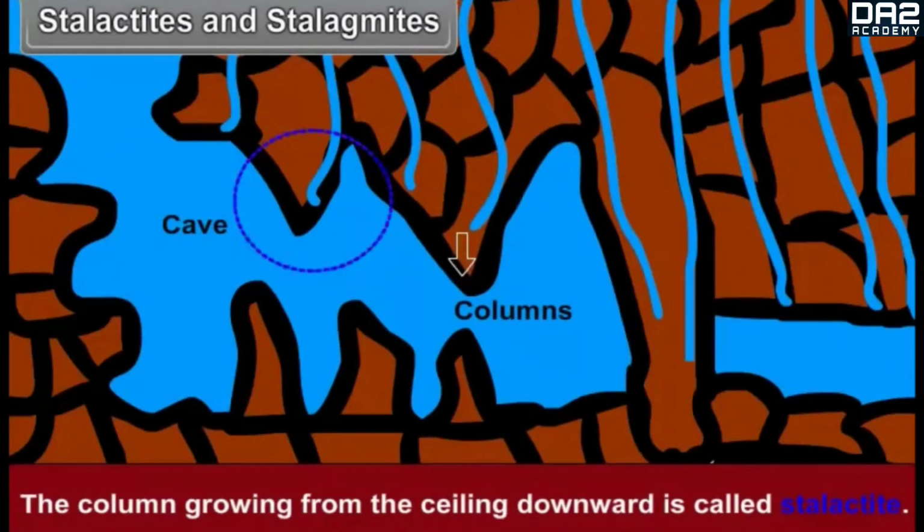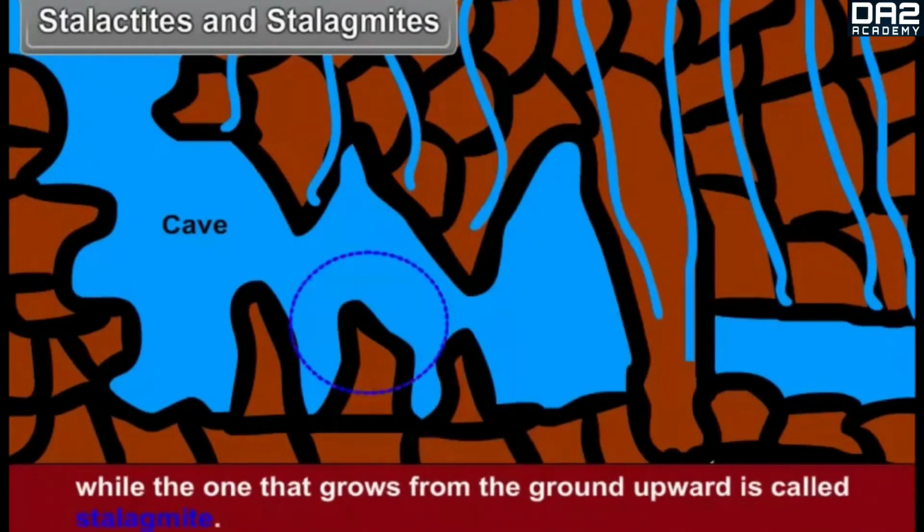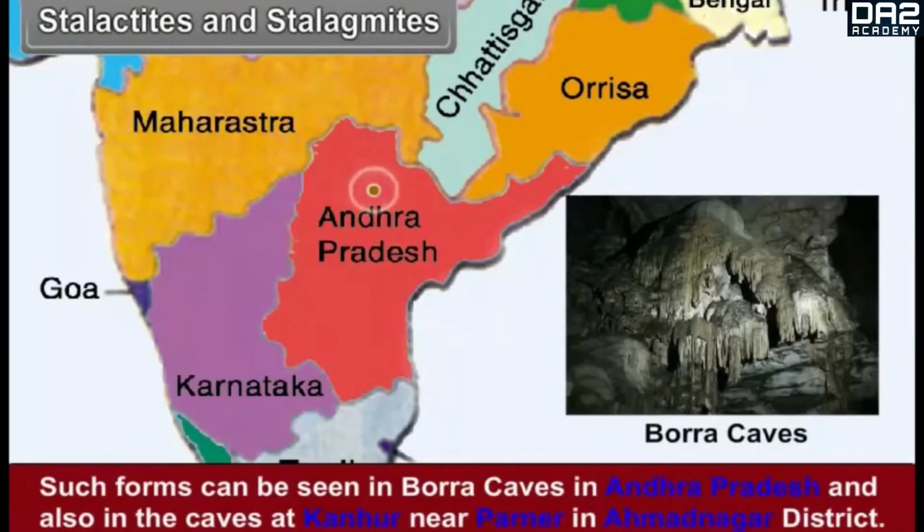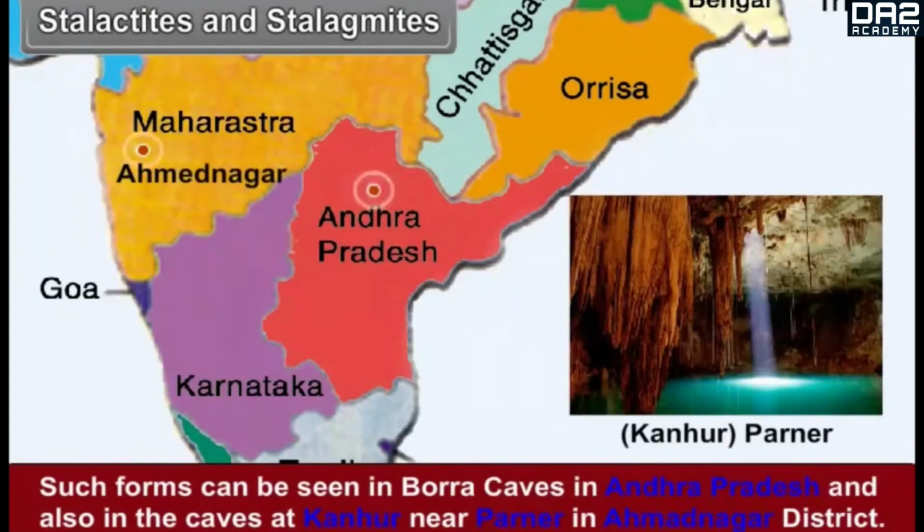The column growing from the ceiling downward is called stalactite, while the one that grows from the ground upward is called stalagmite. Such forms can be seen in Borra caves in Andhra Pradesh and also in the caves at Kanhur near Parner in Ahmednagar district. B. Sea waves.